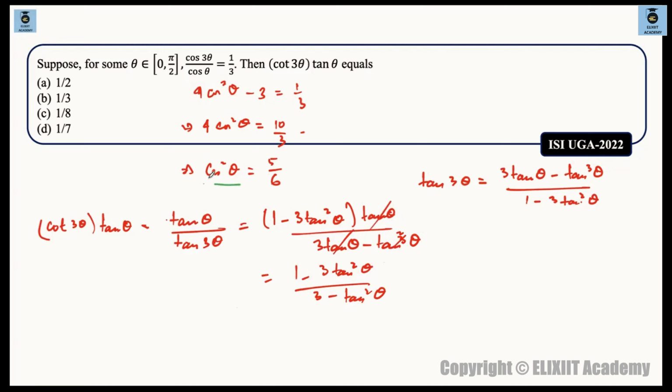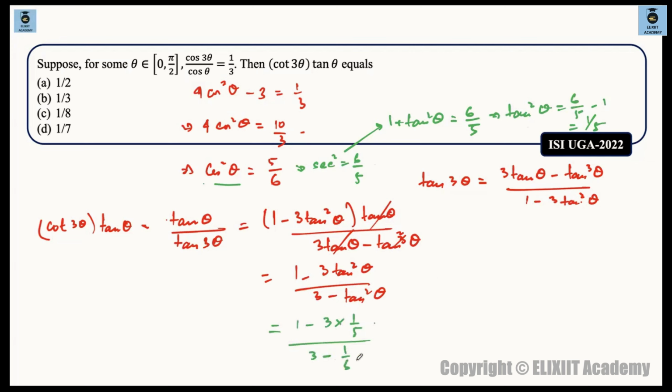In what sense? Cos square theta is 5/6, means sec square theta is what? 6/5. And sec square theta is what? 1 plus tan square theta. So 1 plus tan square theta is 6/5. Tan square theta will be 6/5 minus 1, which is 1/5. So tan square theta is 1/5. So now simply put it over here. So this will become 1 minus 3 into 1/5 divided by 3 minus 1/5.